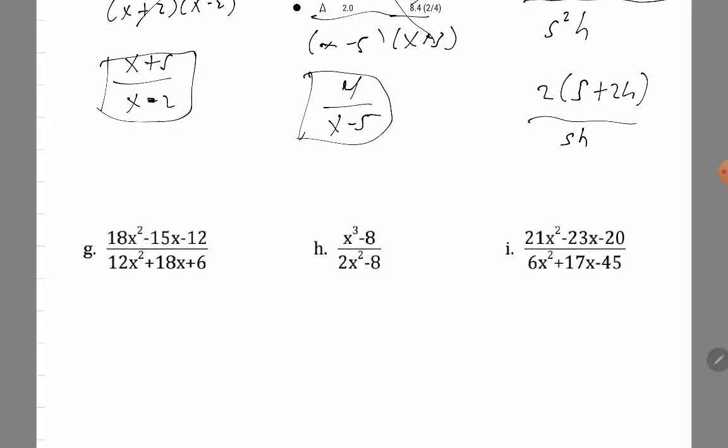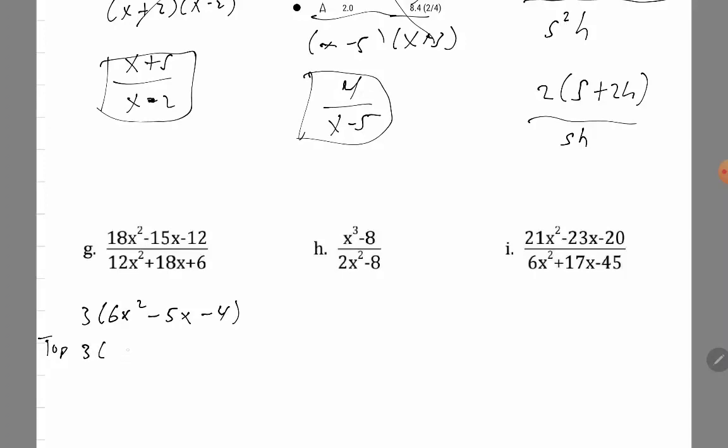Alright, part G. Lots of numbers, but we know that the top, so just looking at the top, they're all multiples of 3. So 3 goes in the first one 6 times. And then next one is negative 5 times. And then negative 4 times. Okay. And I'm still going to work on the top. So this will be 3 times.